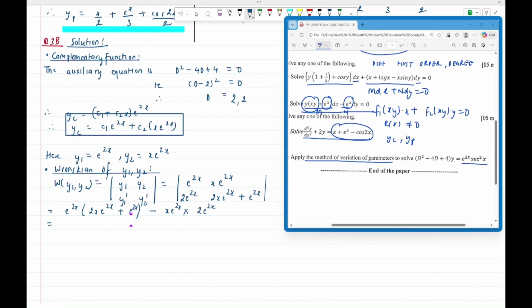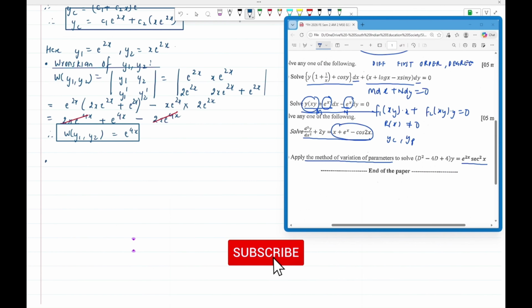So this first term is going to be twice x e raised to 4x plus e raised to 4x minus twice x e raised to 4x. So we can cancel out this. So you can see that the Wronskian of y1 and y2 is equal to e raised to 4x. So once you have the Wronskian, you need to find out the function u.